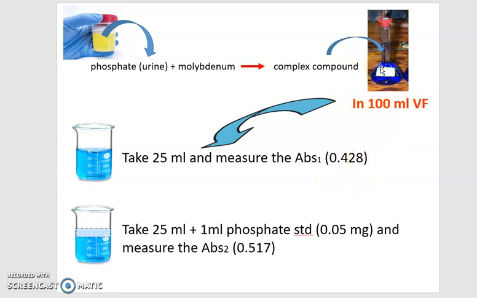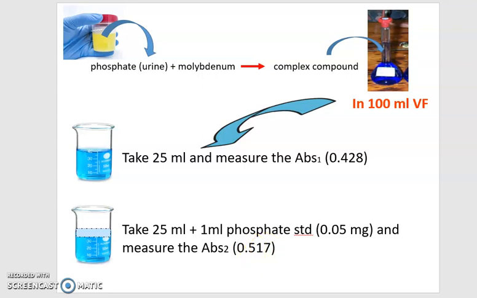We take another 25 ml from this 100 ml. For this preparation, the sample is added with standard phosphate. Then it is introduced into the spectrophotometer and the absorbance is measured at 0.517.